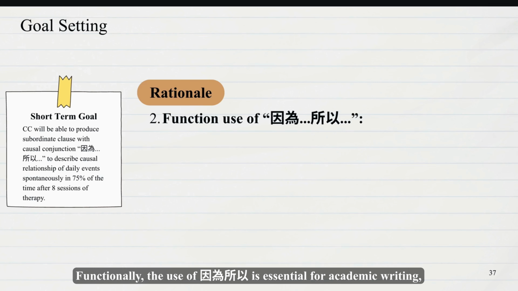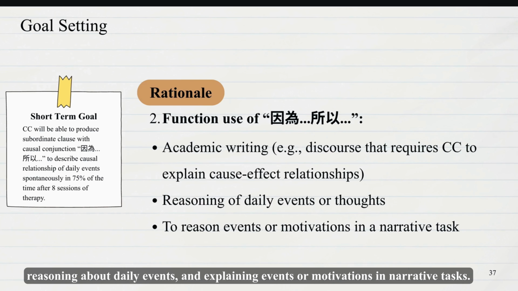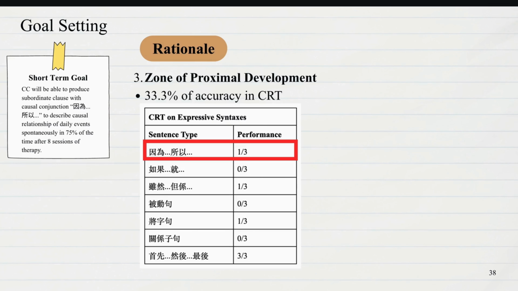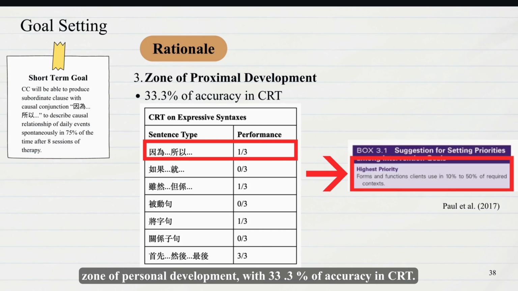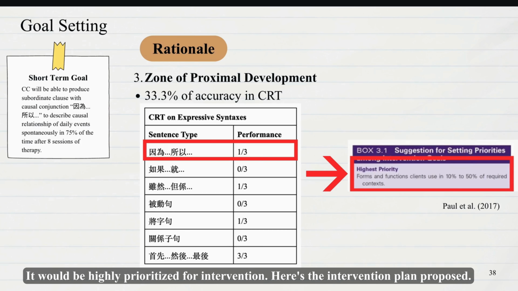Functionally, the use of 因為所以 is essential for academic writing, reasoning about daily events, and explaining events or motivations in narrative tasks. Lastly, the use of the target structure falls within CC's zone of proximal development, with 33.3% accuracy in CRT. It would be highly prioritized for intervention.